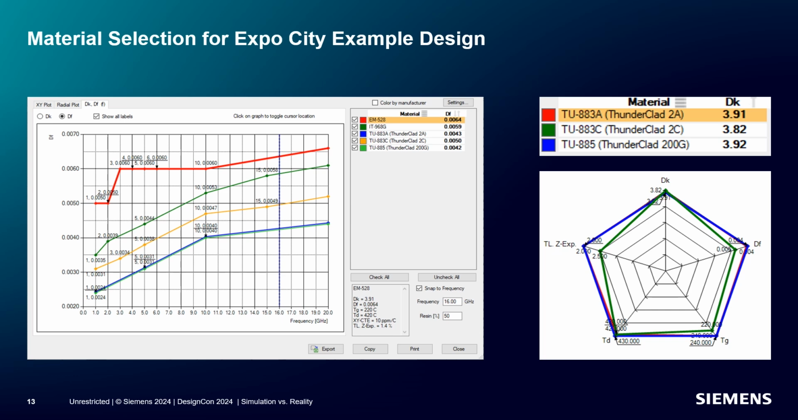And then we are going to plot the 3 remaining TUC materials that we showed in our previous slide into this radial diagram. This radial plot of their key parameters at 16 gigahertz, which is our target frequency, shows the DK, DF, TG, and TD values of the product, as well as the z-axis coefficient of thermal expansion for them. So we're able to visually compare the materials here.